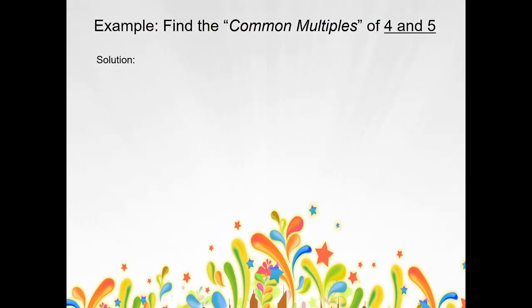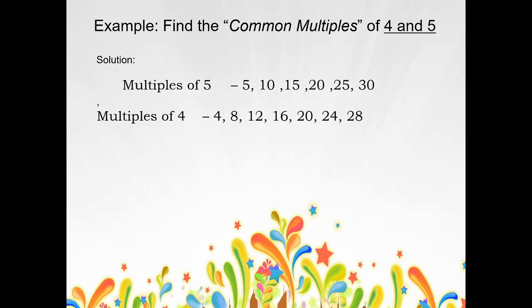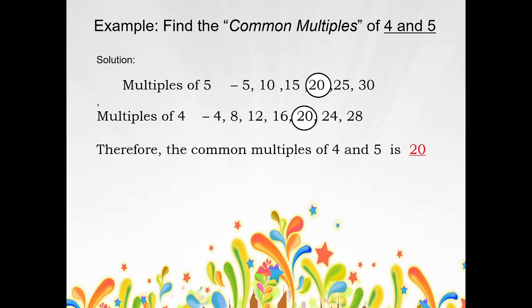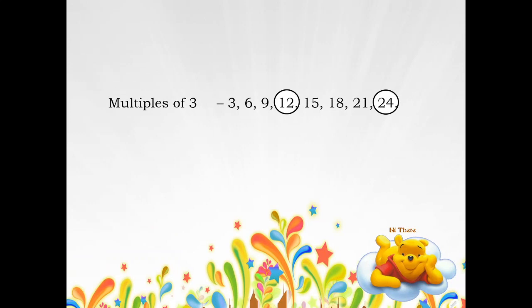Okay, again, 4 and 5. Try natin. So, nag-counting numbers tayo. 4, 8, 12, 16, 20, 24, and 28. Then, find the multiples of 5. Meron tayong 5, 10, 15, 20, 25, 30. Okay? So, let us find the common multiples. Okay, we have 20. What else? Wala na. So, 20 ang common multiples ng 4 and 5. Okay? Very simple.